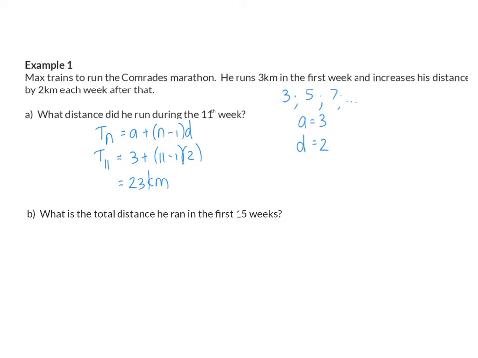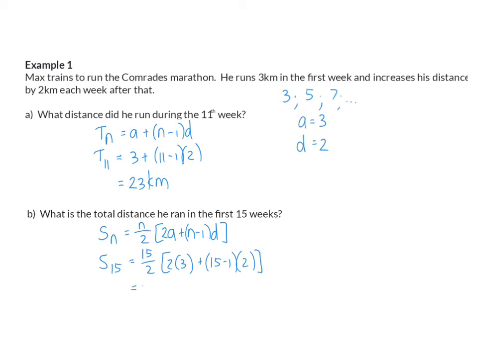B. What is the total distance he ran in the first 15 weeks? So this time, they're not speaking about the specific 15th week, but about all the weeks up to the 15th one put together. So that means we are going to calculate the sum. And we want the sum of the first 15 weeks. So n is 15. a is still 3. And d is 2. And this means that he ran 255 kilometers in total in the first 15 weeks.